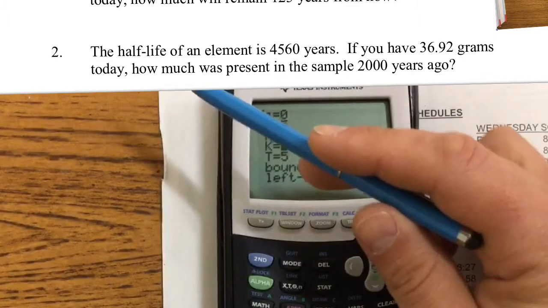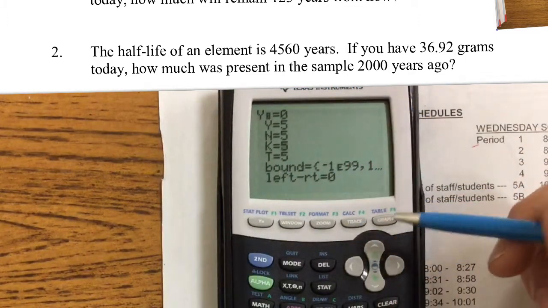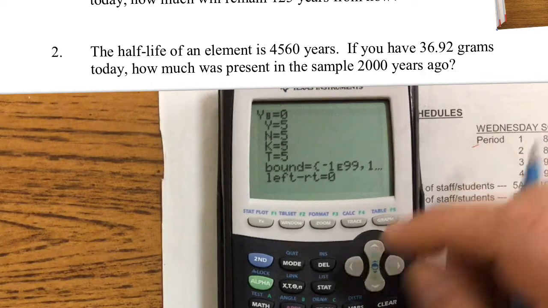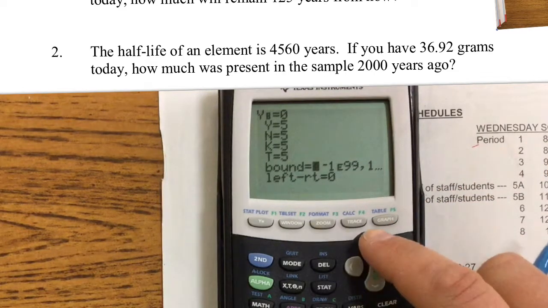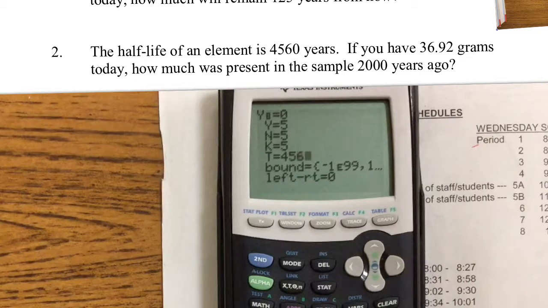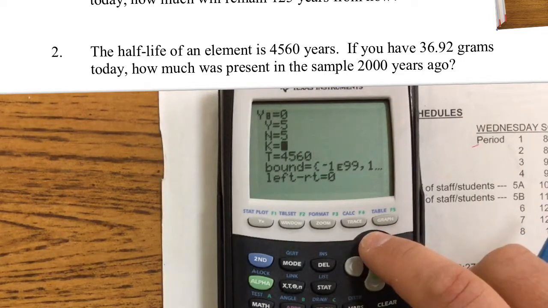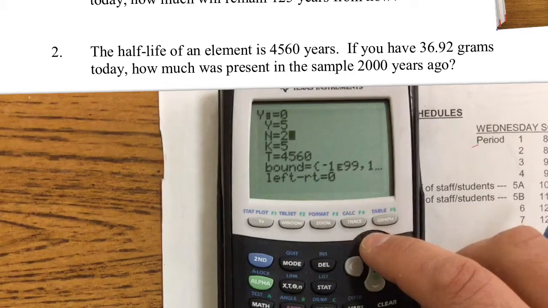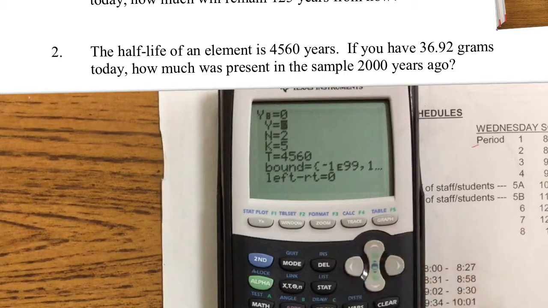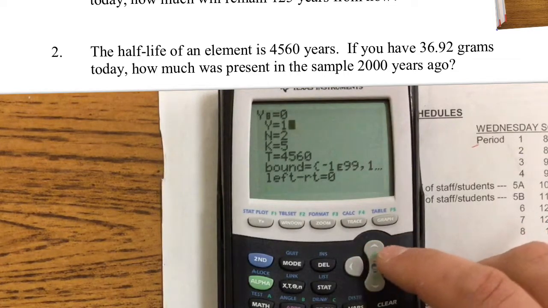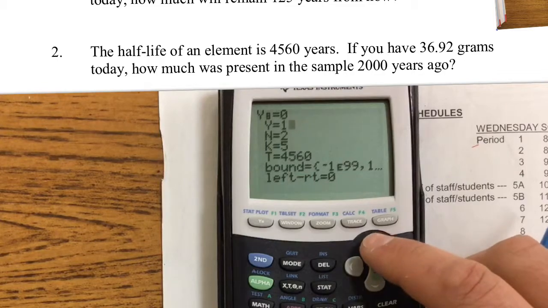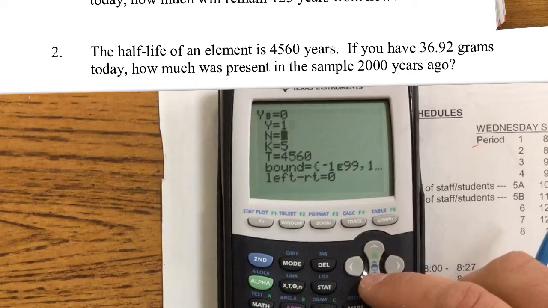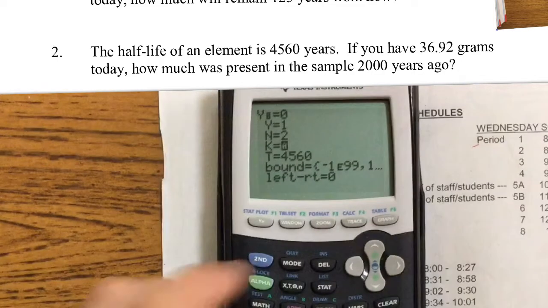Now we'll read the problem. It says the half-life of an element is 4,560 years. What that means is that the time is 4,560 years for a certain amount of substance to be turned into half as much of that substance. So for the now amount, let's make that a number easily divisible by 2. Let's call it 2. Half as much of 2 is 1. So in 4,560 years, we're going to turn 2 grams into 1 gram. That's enough information to solve for a K.